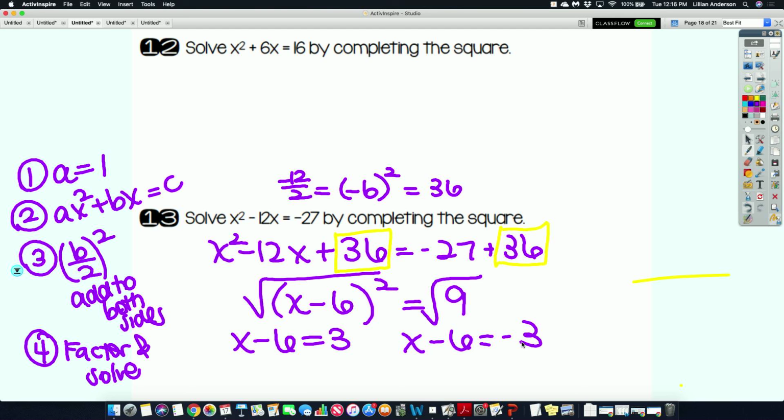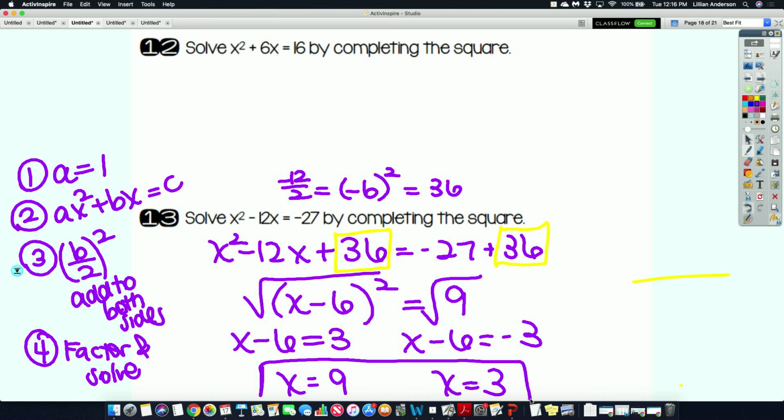What are my two solutions? x equals 9 and x equals 3. And that's how you solve a quadratic by completing the square. That one will work every time.